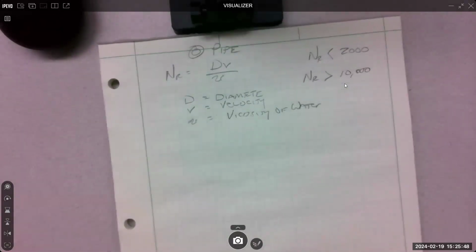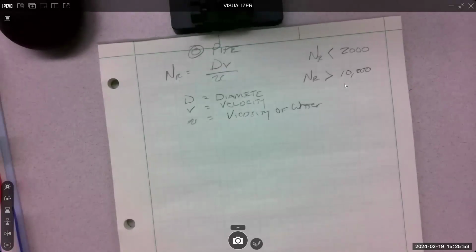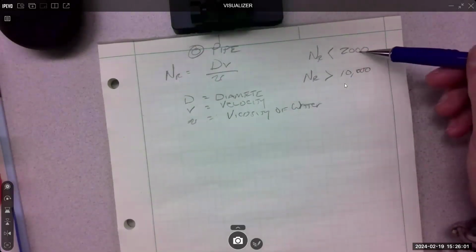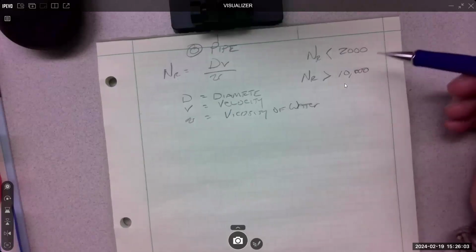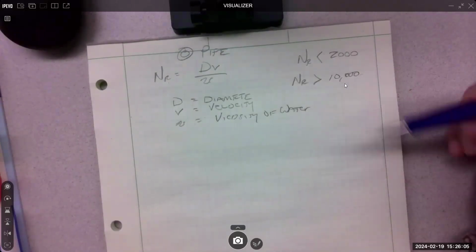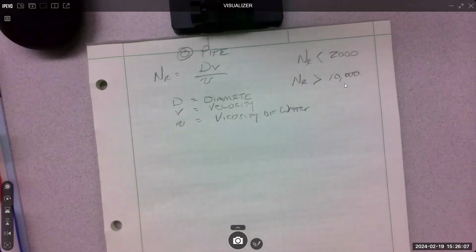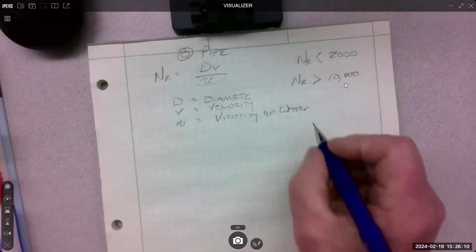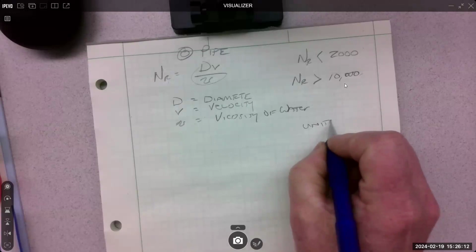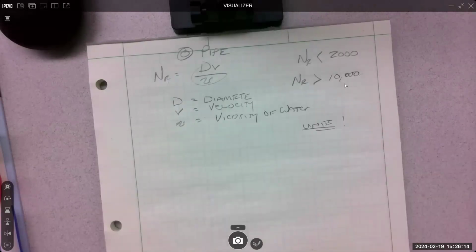So that's really just an equation that we need to practice a little bit. I gave you one problem that's going to give you the velocity of water in a pipe and say, what do you think? Is it going to be below 2,000 and laminar, or above 10,000 and turbulent? So you'll be able to calculate that. Just keep your units straight for your Reynolds number.